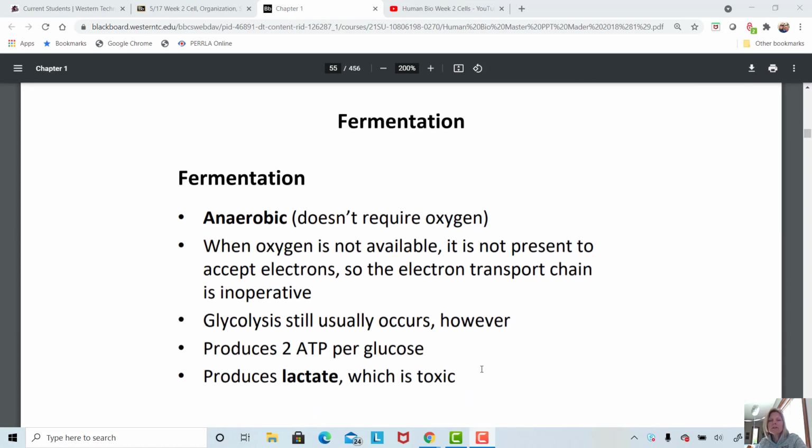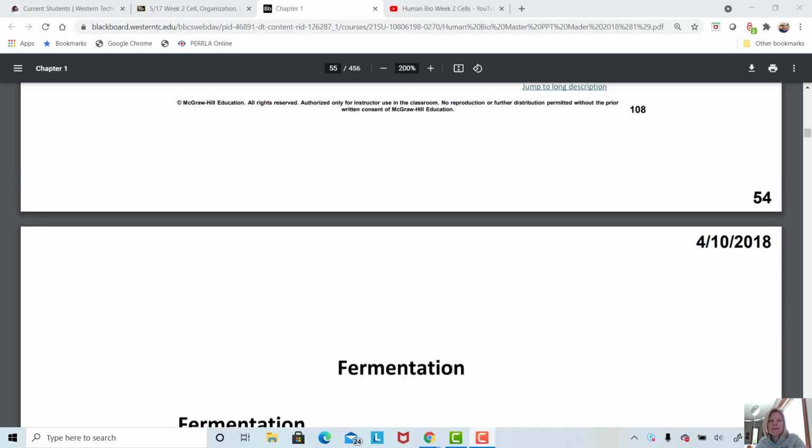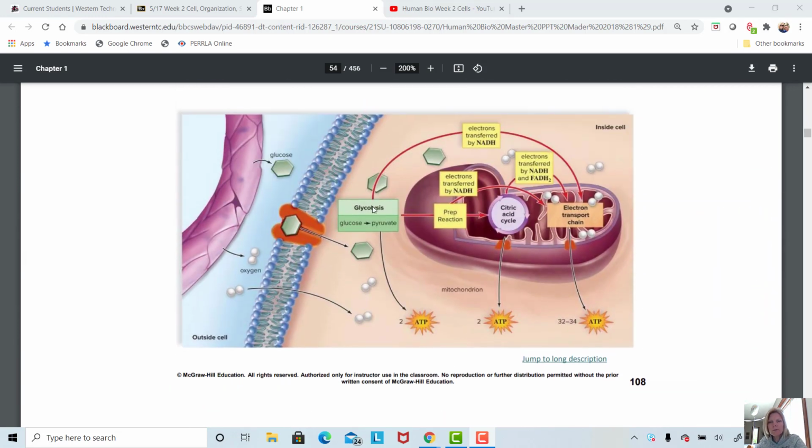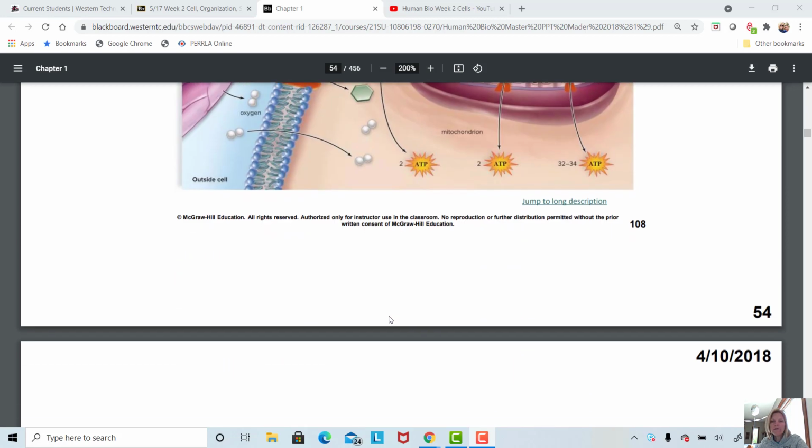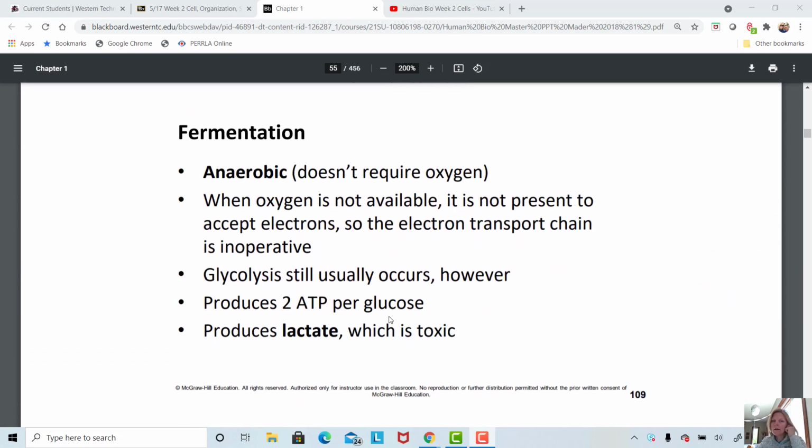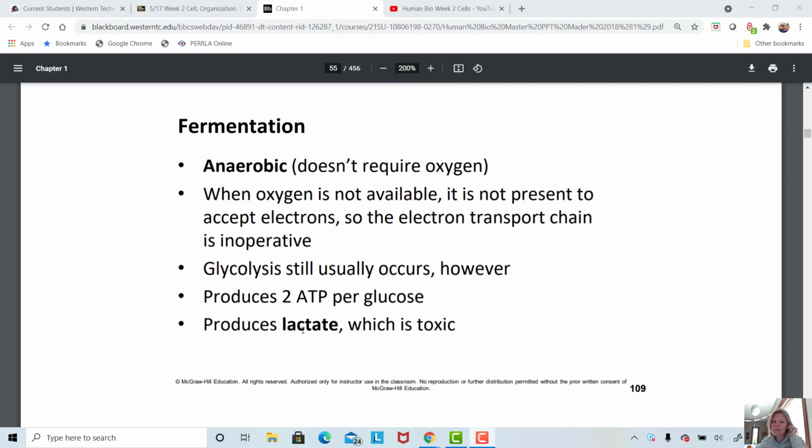So sometimes there is no oxygen. If there is no oxygen and we need to make ATP, that's going to happen out here in the cytoplasm. It's not going to go into the mitochondria. That pyruvate is going to be broken down and form lactic acid. So we don't get much glucose when we are out in the cytoplasm.